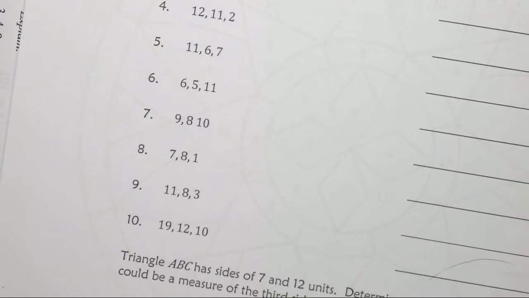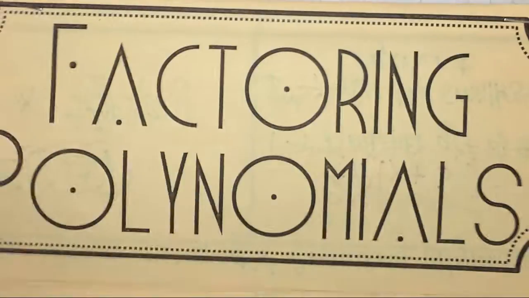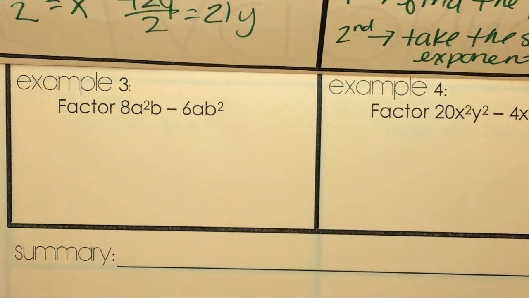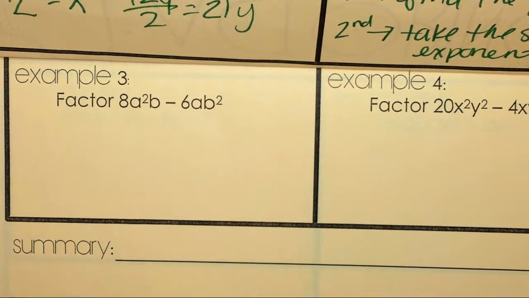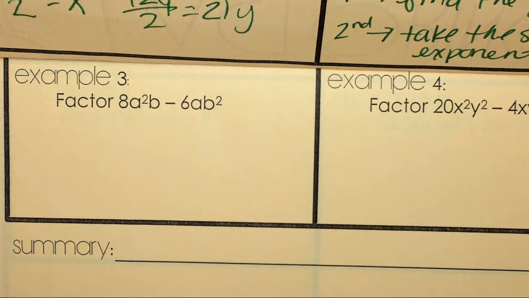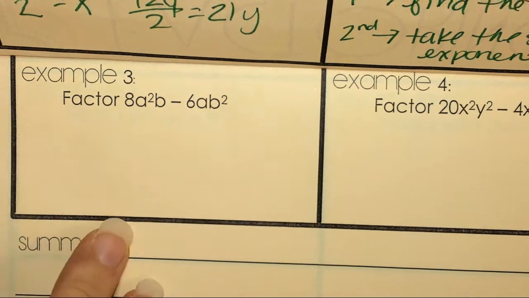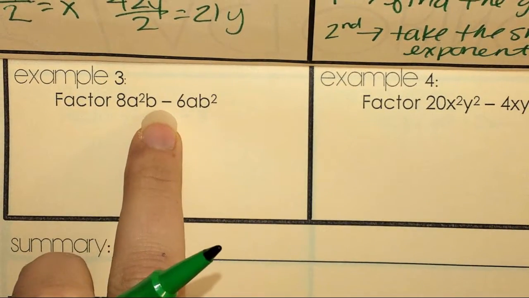Last one. We're not done. Go back to your foldable. Now, what is the difference between example 3 and the ones we've been doing? It has 2 variables? Yeah, that's it.